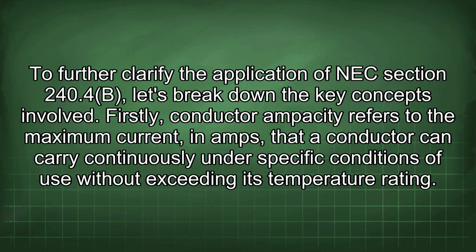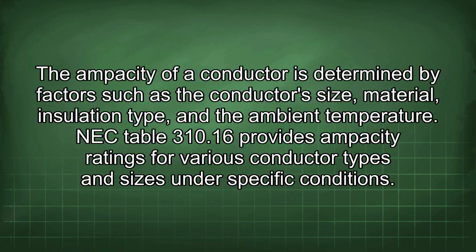To further clarify the application of NEC Section 240.4(B), let's break down the key concepts involved. Firstly, conductor ampacity refers to the maximum current, in amps, that a conductor can carry continuously under specific conditions of use without exceeding its temperature rating. The ampacity of a conductor is determined by factors such as the conductor's size, material, insulation type, and the ambient temperature. NEC Table 310.16 provides ampacity ratings for various conductor types and sizes under specific conditions.